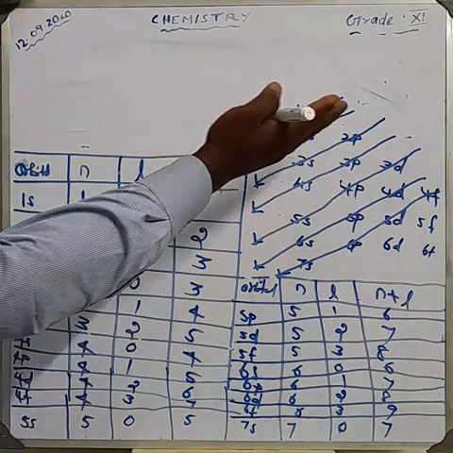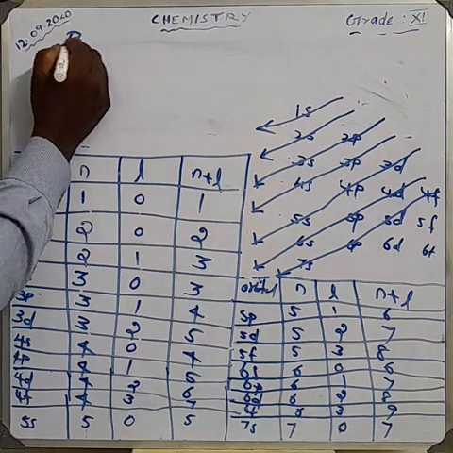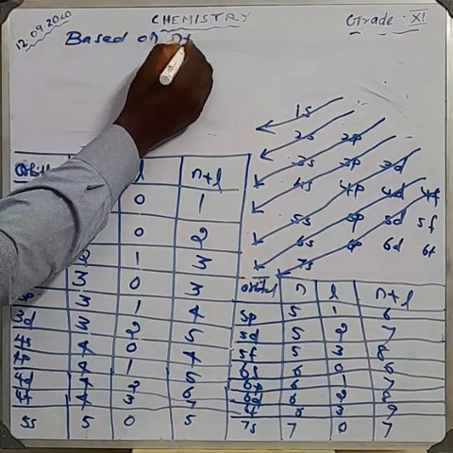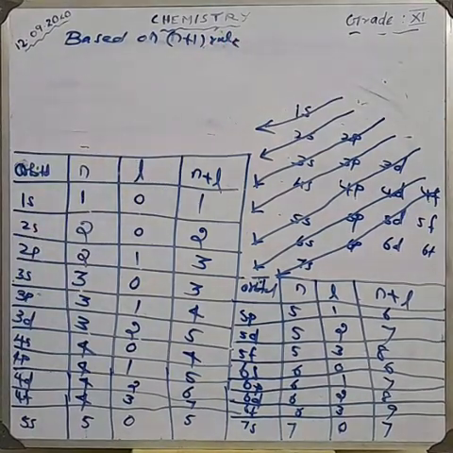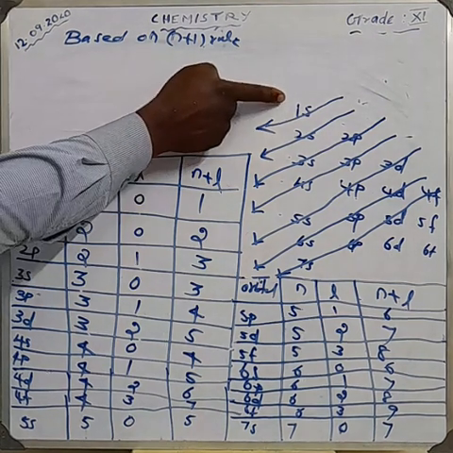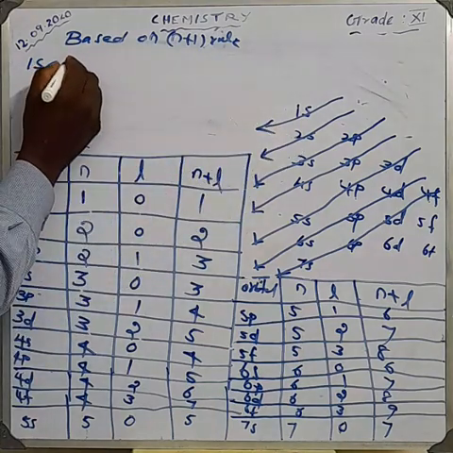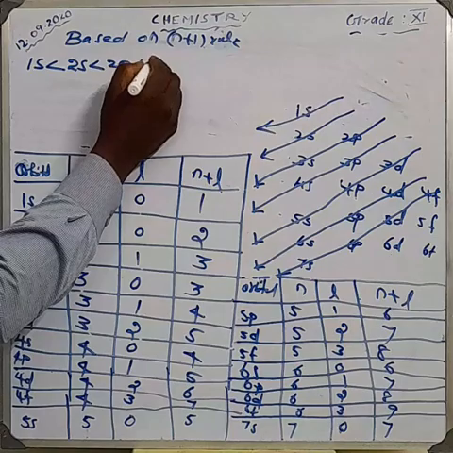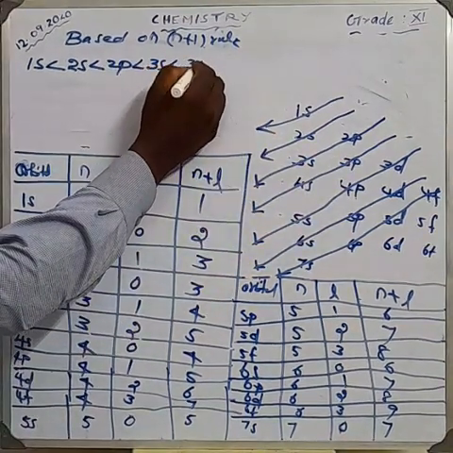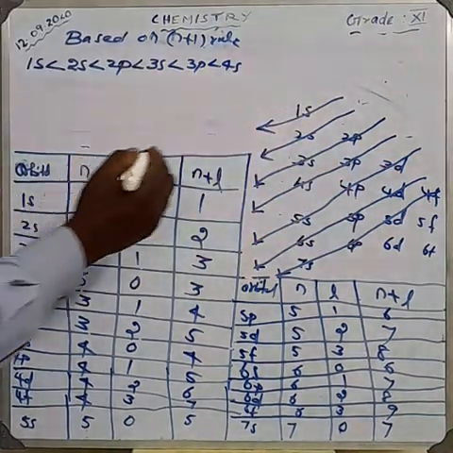Okay, don't change the orbitals. As per the line, you should write the increasing order based on the n plus l rule. Start with 1s. First is 1s, the second one is 2s, third is 2p, next is 3s, next 3p. After that 4s, then next is 3d. Am I right?